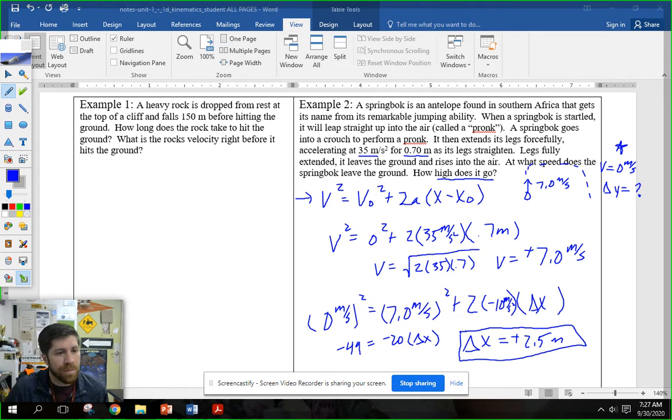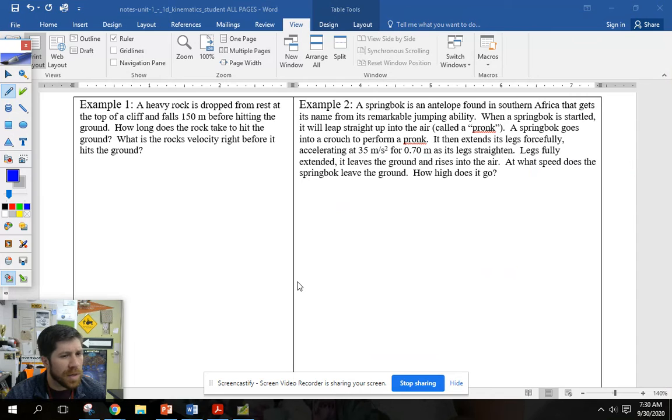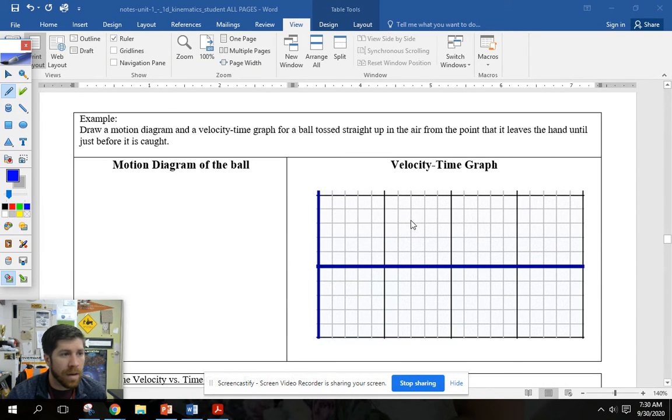Kind of impressive. Now the rest of us pick up there, and if we jump to the backside, we're going to go on and think about a motion diagram. If we were to draw a motion diagram of a ball just being tossed straight up in the air, the motion would look something like this.